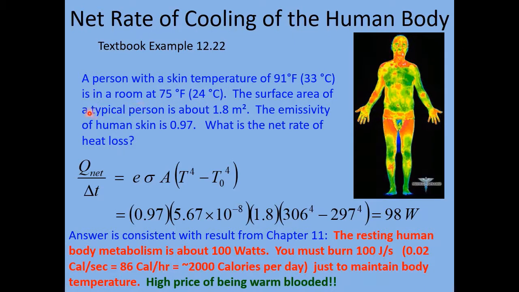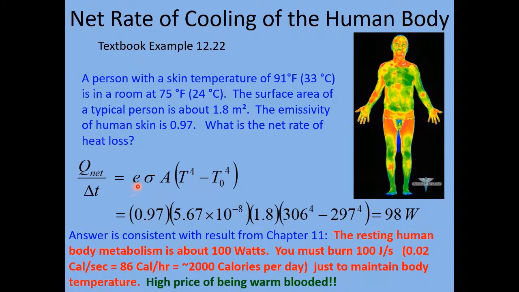The surface area of a typical person is about 1.8 square meters. The emissivity of human skin is actually very high. It's almost 1. Remember, the highest emissivity can be is 1. So it's 0.97. What is the net rate of heat loss? Okay, so here's our formula. Remember, we have to take into account both the temperature of the object, which is the human, and the temperature of the surroundings, the environment, which is T0.